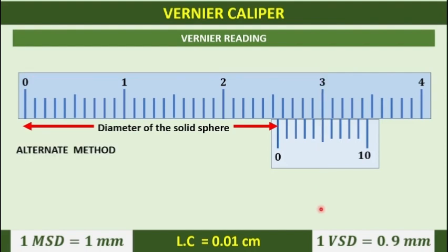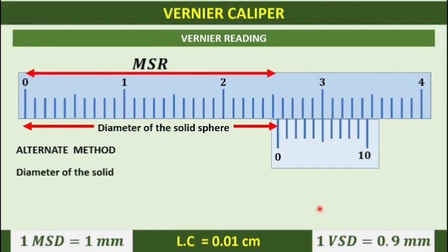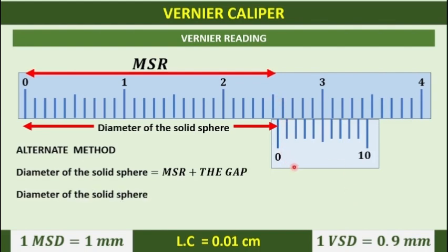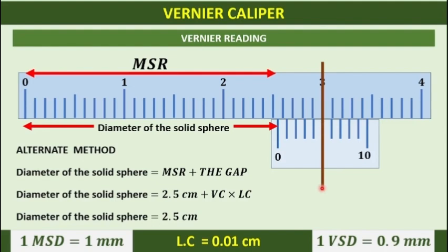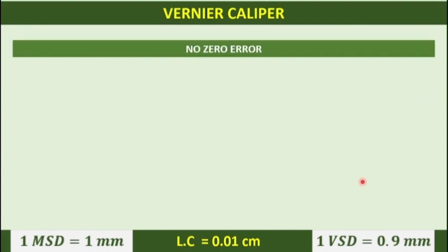Alternate method. The diameter of the solid sphere equals the MSR plus the extra gap between 2.5 and the 0 of the vernier. The gap equals the vernier coincidence multiplied by the least count. The fifth line coincides, so 2.5 plus 5 multiplied by 0.01 equals 2.55 centimeter. This is how we make measurements in a vernier caliper.